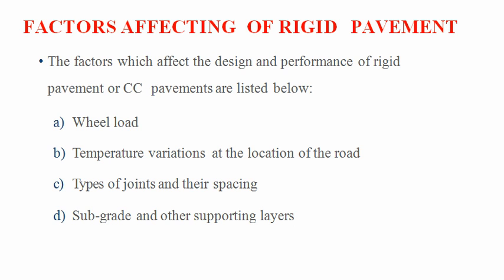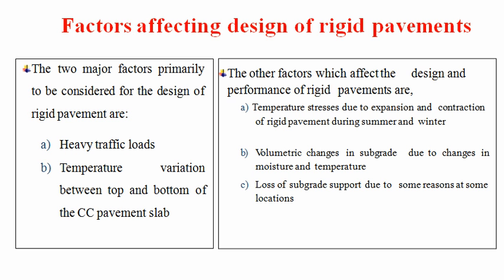There are various factors which affect the design and performance of the rigid pavement, or the cement concrete pavements, which are as follows. First is the wheel load. Second, the temperature variation at the location of the road. Third is the types of joints and their spacings. And lastly is the subgrade and other supporting layers.